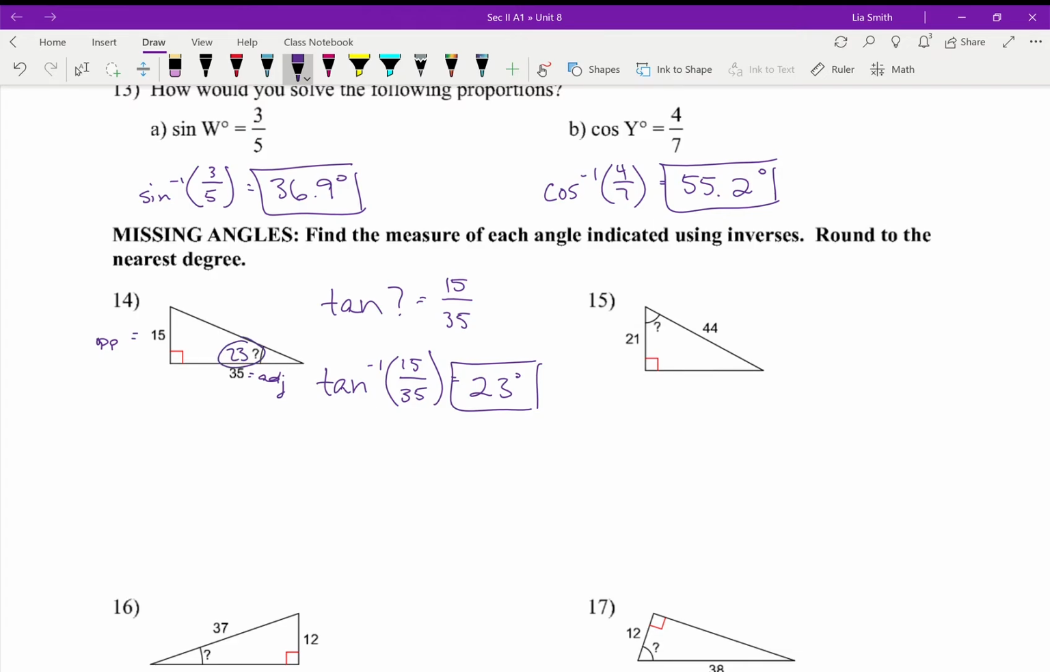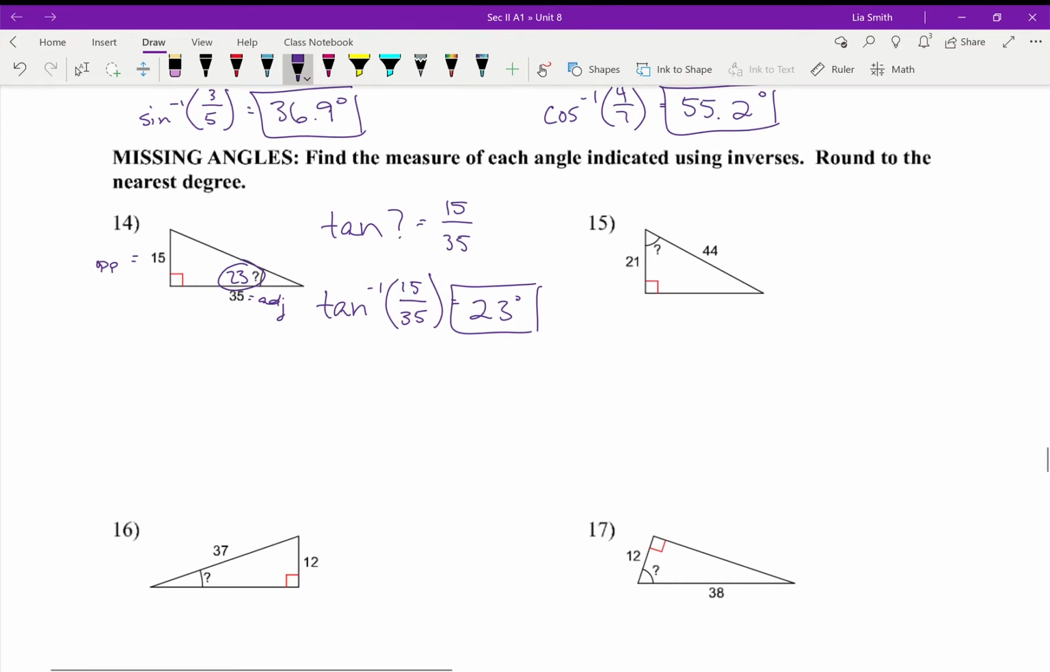And we're done. Let's do another. Number 15. We're going to first identify our pieces. So if this is the question mark, this would be the opposite side. This would be my adjacent side. And this side, since it's opposite of the right angle, would be my hypotenuse.